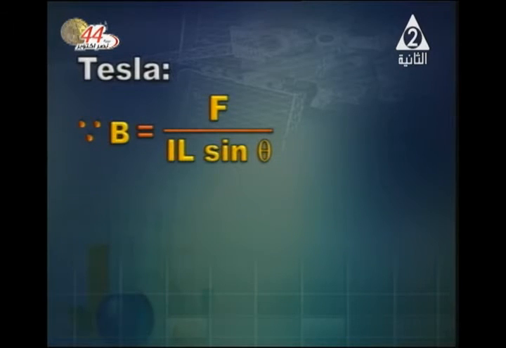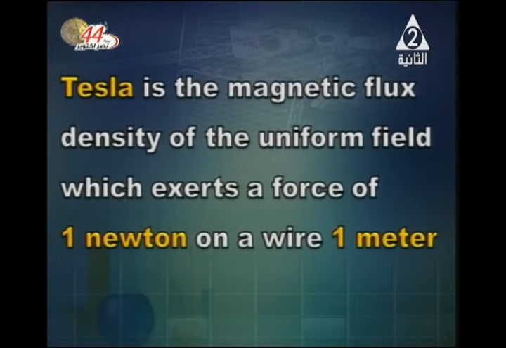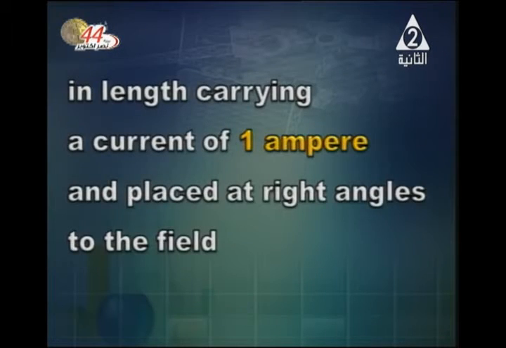And now we want to define Tesla. What about Tesla, the unit of magnetic flux density? Tesla equals Newton over ampere meter. Tesla is the magnetic flux density of the uniform field which exerts a force of 1 Newton on a wire 1 meter in length, carrying a current of 1 ampere and placed at right angles to the field. So we managed to give a definition to magnetic flux density and to define its unit, Tesla.